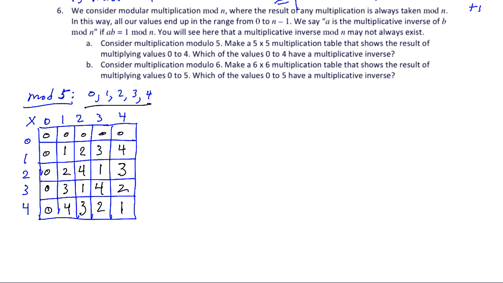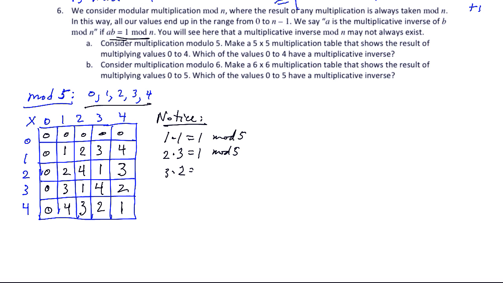And now I'm looking for multiplicative inverses here. We say A is a multiplicative inverse of B mod n if A times B is equal to 1 mod n. And notice that 1 times 1 is equal to 1. 2 times 3 is equal to 1. This is all mod 5. 3 times 2 is equal to 1 mod 5. 4 times 4 is equal to 1 mod 5.